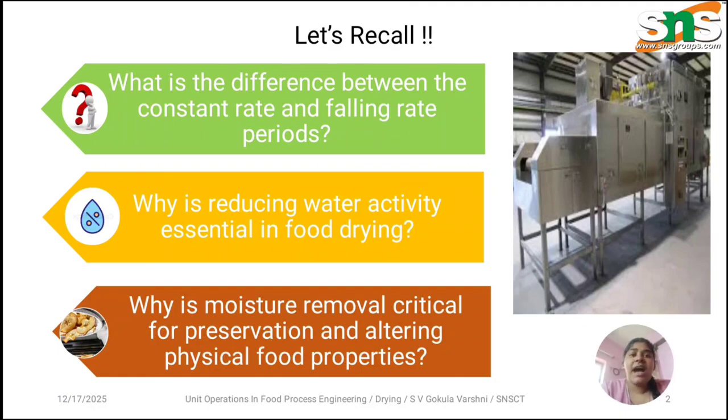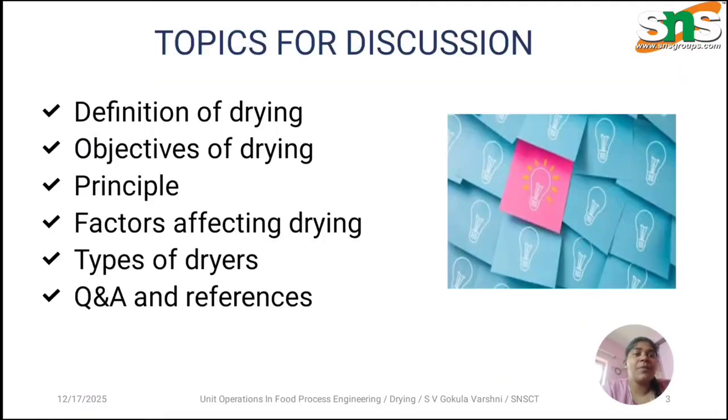Before that, let's have a quick recall: what is the difference between the constant rate and falling rate period, why is reducing water activity essential in food drying, and why is moisture removal critical for preservation and altering physical food properties. In this lecture, we will cover the definition of drying, objectives, principles of drying, factors affecting drying, types of dryers, drying curve rate, quality changes, and let us have a small Q&A session at the end of the PPT.